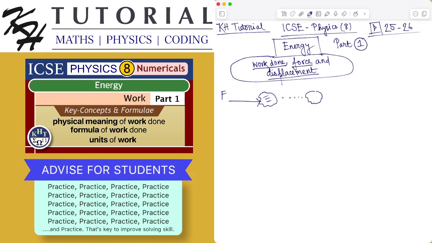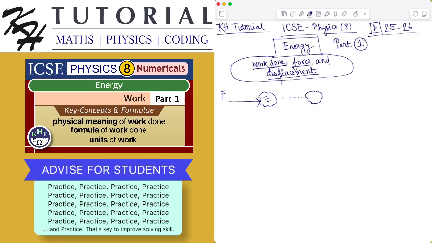Now in your class, in physics, we primarily discuss the changes in motion of a body when it is being acted on by a force. Okay, so now how do we quantify work done? We say that when a force is applied on a body and there is a displacement of the body in the direction of the force, then work is done.